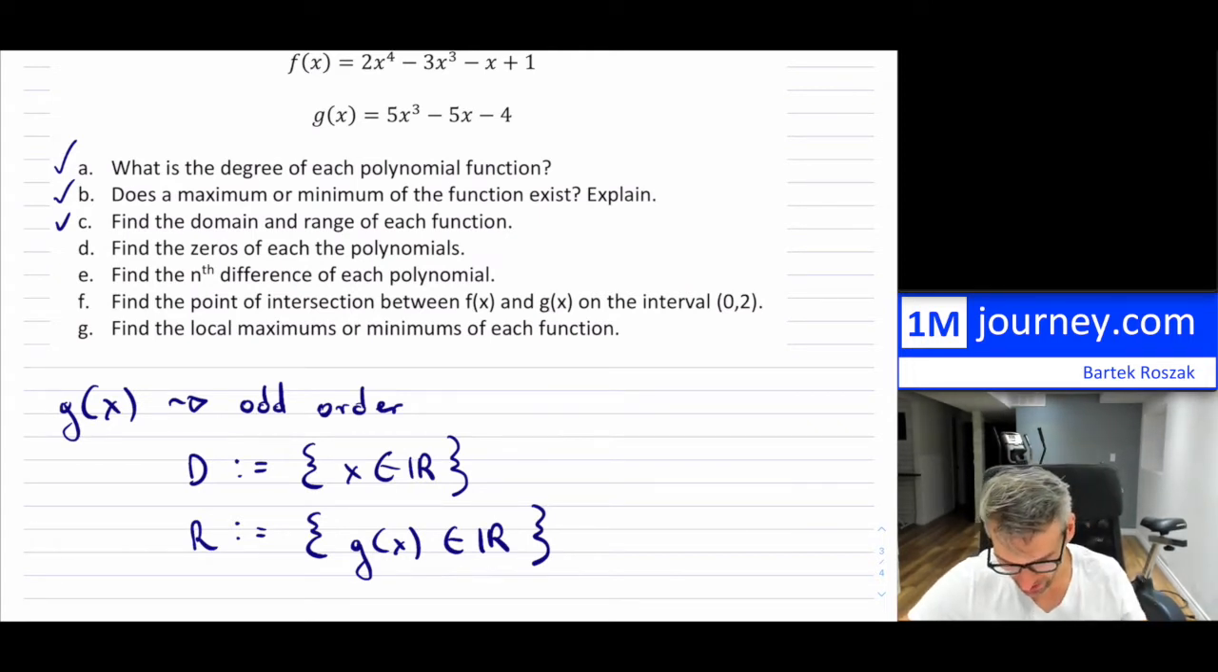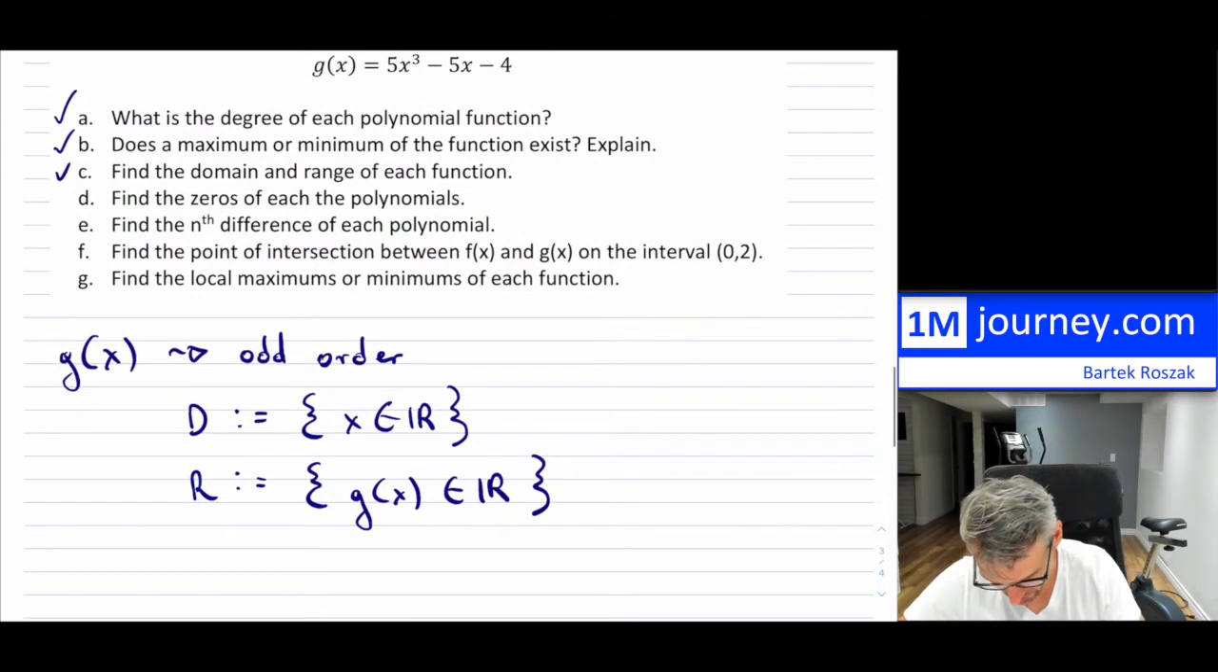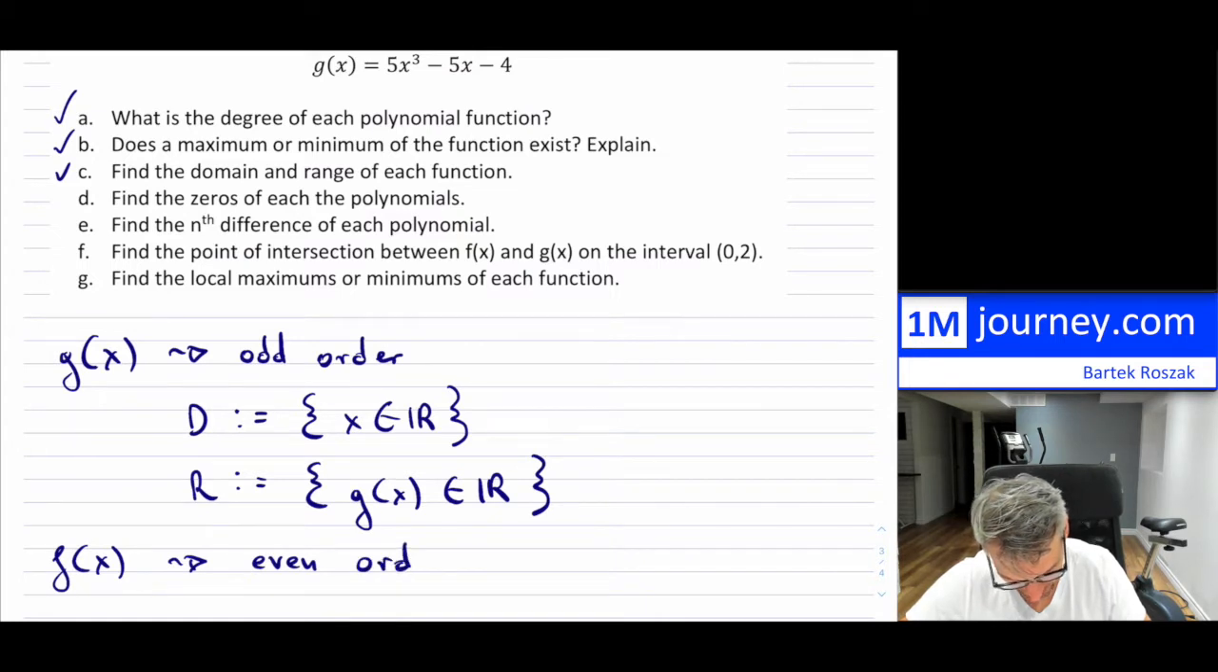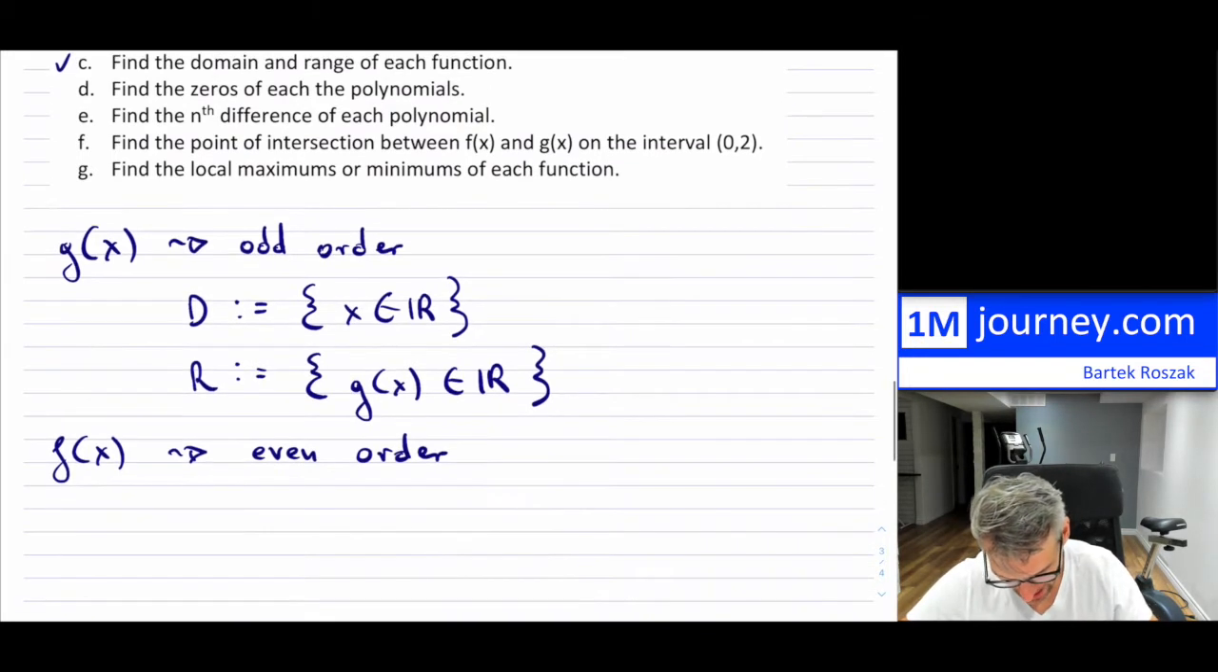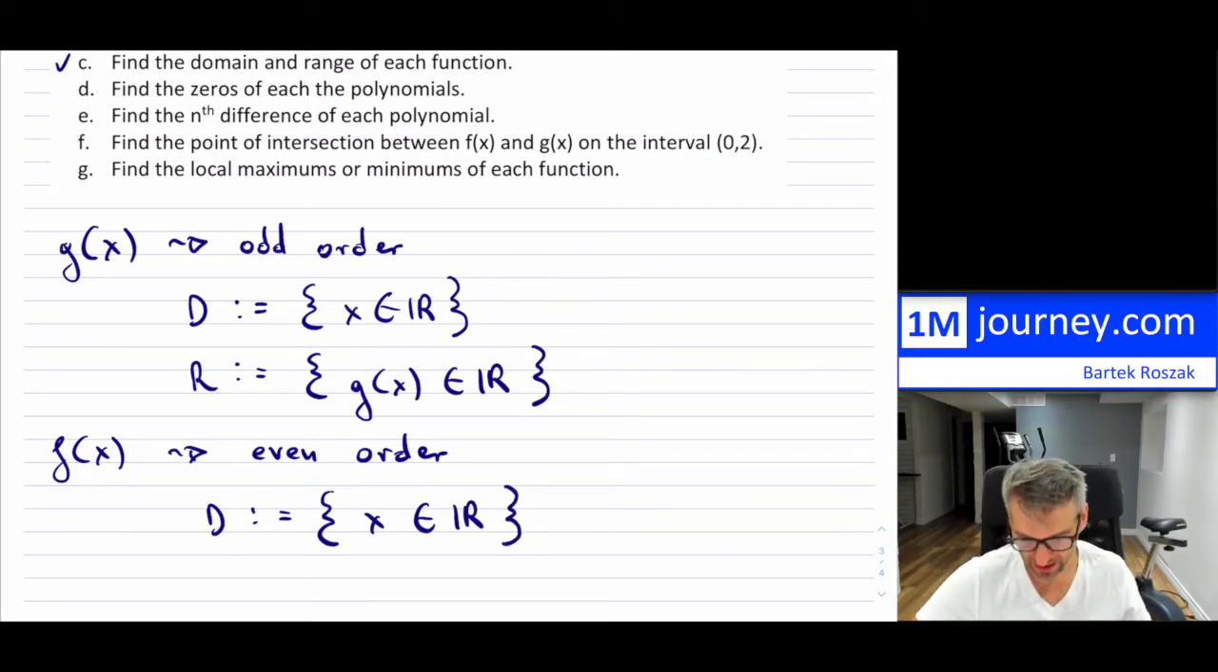The harder one is the even order ones, so that's f of x. Because it's even order, this is kind of funky. There are no restrictions ever on polynomials, and so for the domain, that's the key thing when you're studying: polynomials are very nice to work with, because there's no denominators, nothing crazy happening with these. So this one, again, is easy.